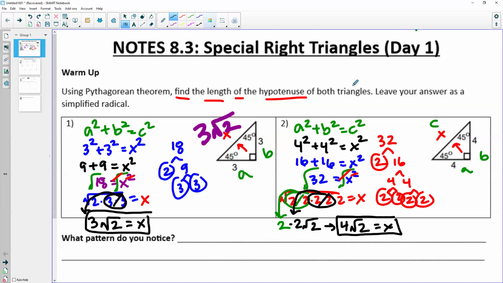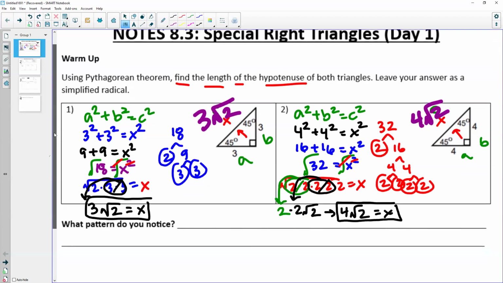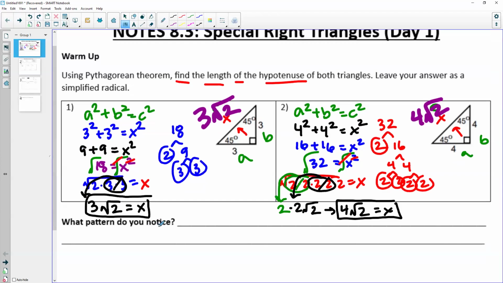And so kind of like we did in the last one, we're just going to write out what we have here. We have 4 square root of 2. Okay. And so the next part of the warm-up is asking, what pattern do you notice? Specifically, we want to be focusing our attention on the side lengths for our right triangle. We have 3, 3, 3 square root of 2. In the second triangle, we have 4, 4, 4 square root of 2.